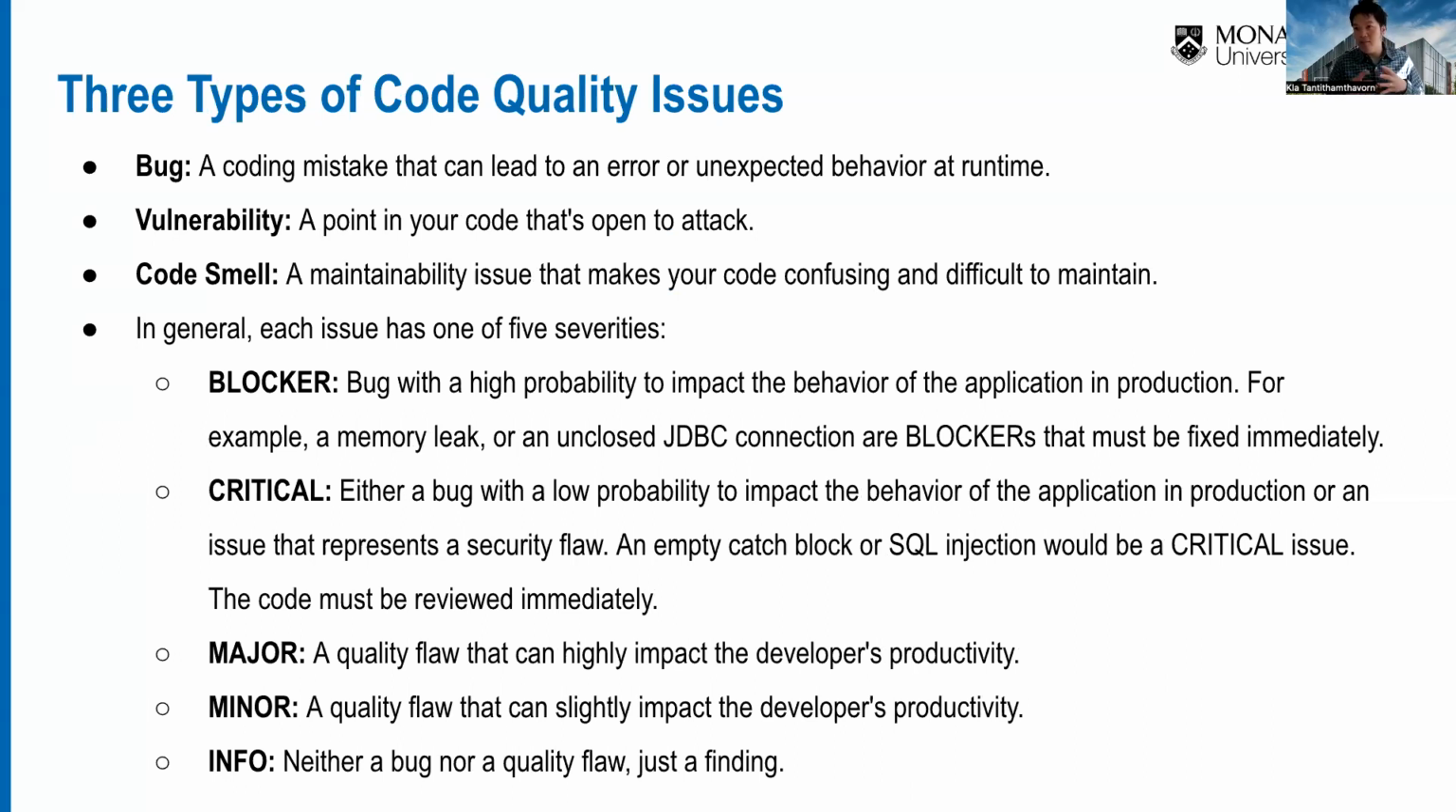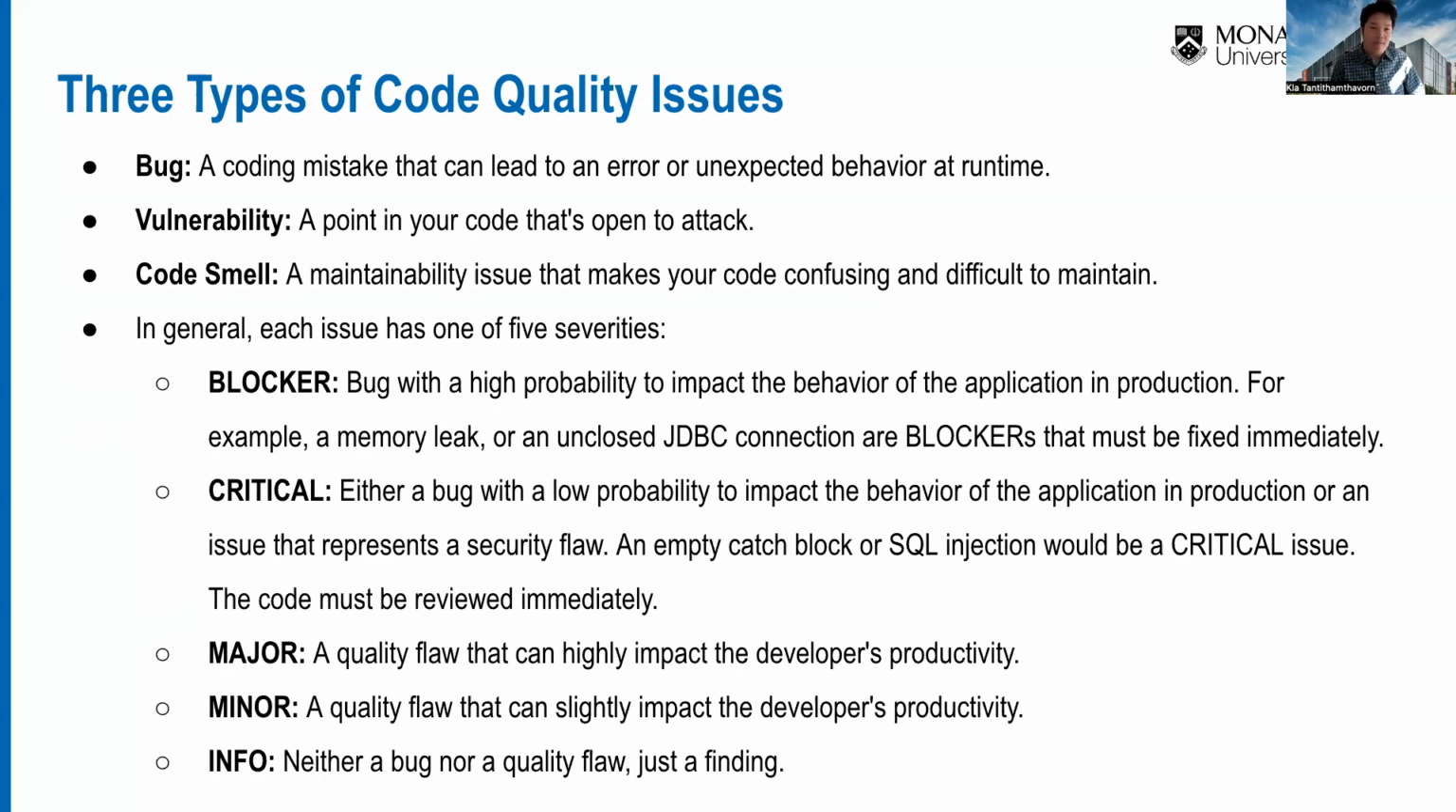But when the code quality is not good, there are three main types of code quality issues. There are other types as well. First is the bug. Everyone understands this. It's a coding mistake that can lead to an error or unexpected behavior at runtime. You worked on assignment one before, you tried to pass the test cases, but sometimes you got some bugs you could not fix, which is not totally fine, but it is typical.